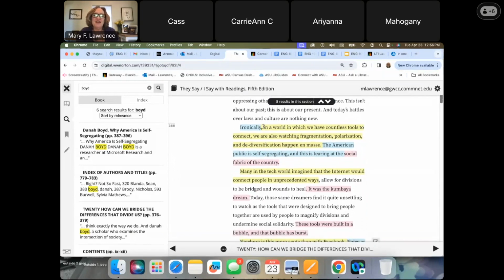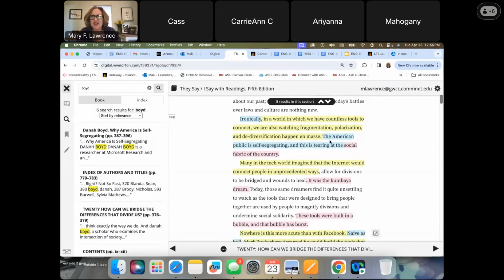And then ironically, that's her transition word. In a world in which we have countless tools to connect, so we've got social media, we've got the internet, we've got cell phones and FaceTime and all that stuff. Even though we have those tools, we're also watching fragmentation, polarization, and de-diversification. So that, taking a step back, is happening en masse, happening everywhere. And she says, so this is part of her thesis, the American public is self-segregating. We're doing it ourselves. And this is tearing at the social fabric. So her figurative language there, social fabric of the country. So this is her thesis, and she develops it throughout the essay with some specific examples.